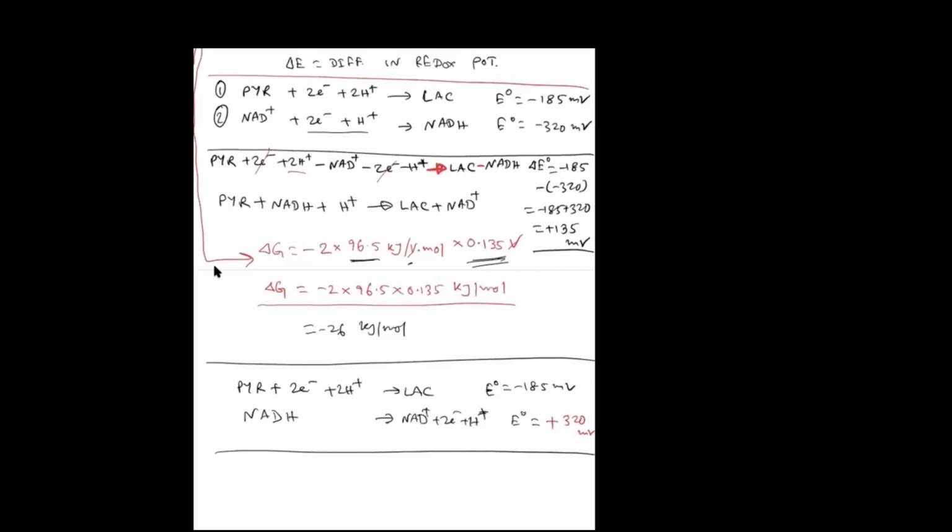So now I could simply add, instead of subtracting as we did above. Pyruvate plus 2 electrons plus 2 protons plus NADH are going to be lactate plus NAD plus 2 electrons plus proton. And now my delta E is simple addition, right? So it will be plus 135, same number. Now you see that the 2 electrons cancel on both sides, and the protons cancel, leaving us with 1 proton. So ultimately, we will end up with the same equation.